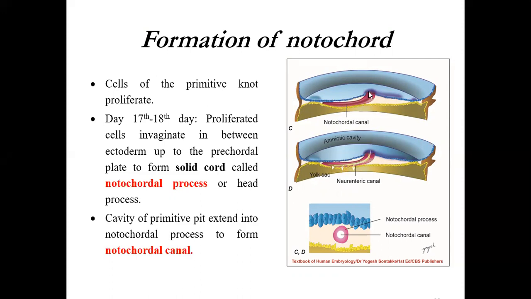Now I already told you there is a cavity which is known as the primitive pit. It will extend in the interior of the notochordal process along with its elongation. That is, the extension of the primitive pit inside the notochordal process as a canal is known as the notochordal canal.